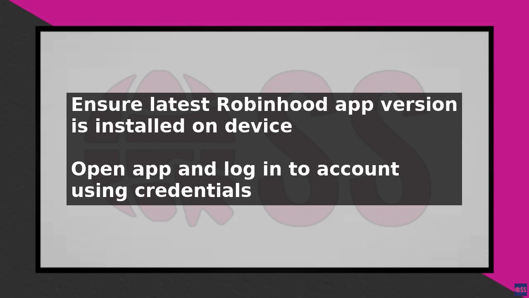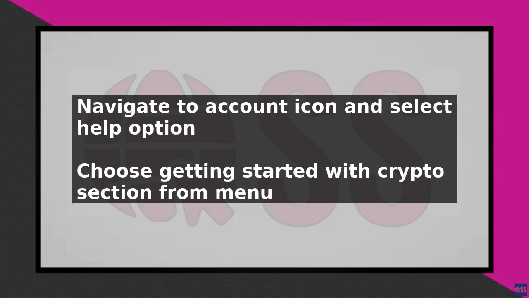Next, navigate to the account icon, usually located at the bottom right corner of the screen, and tap on it. From the menu, select the Help option and then choose the Getting Started with Crypto section. Here, you will find the option to enable crypto transfers. Tap on this option and then select Enable Crypto Transfers.